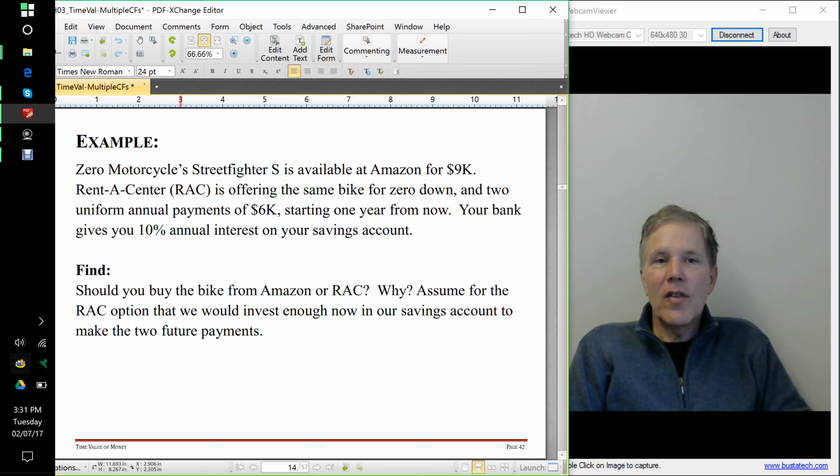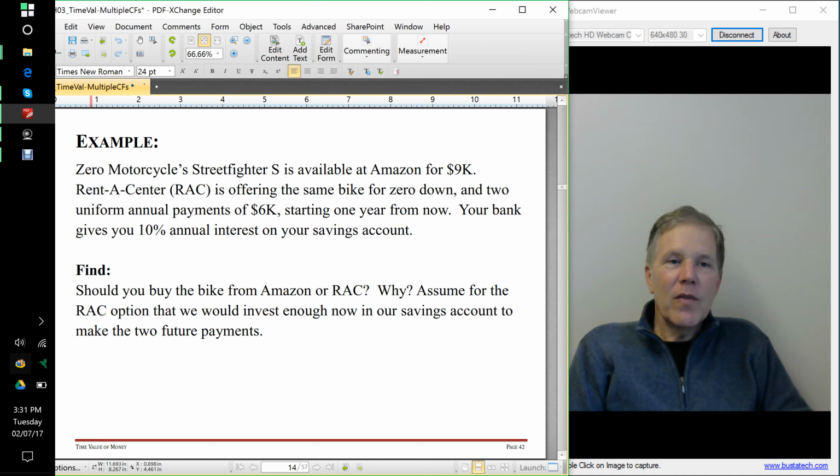Rent-A-Center is also offering the same bike for 0 down and 2 uniform annual payments of 6,000 starting a year from now. Your bank gives you 10% annual interest on your savings account. So Rent-A-Center is a real company, and it is in the business of giving you stuff that you pay for over time, more or less exactly like what we've just described here.